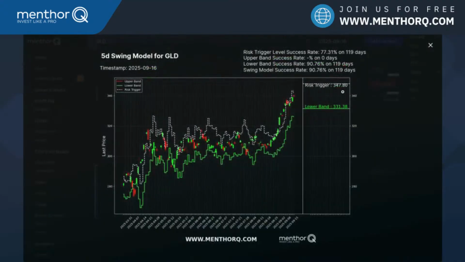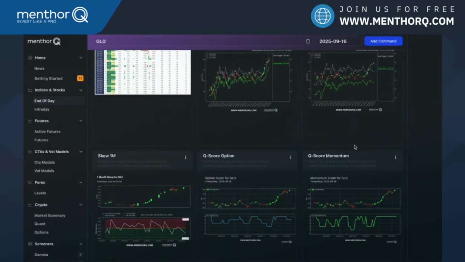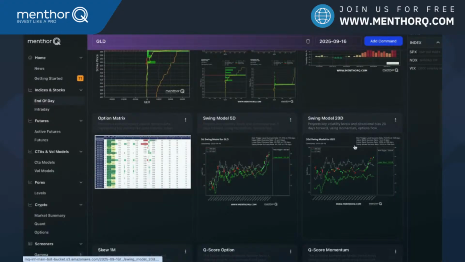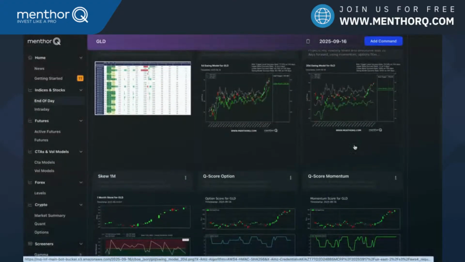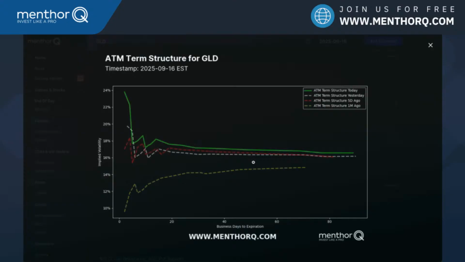So you actually have our swing model here. So you have 331 and 347. But again, selling options alone could also be dangerous because we are looking at an asset that is at an all-time high and there's been a lot of activity recently. If we look, for example, at the term structure, you see something very, very interesting that you didn't capture from the previous model. So you can see that the green line is the term structure from today, and the other lines are the term structure from yesterday, 5 days ago, and 1 month ago.